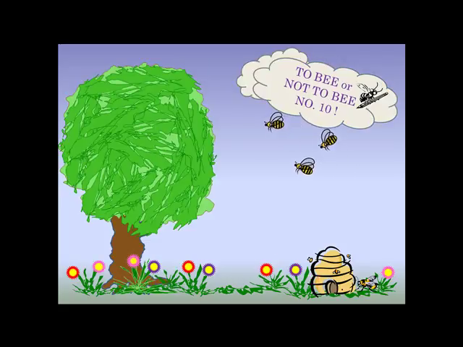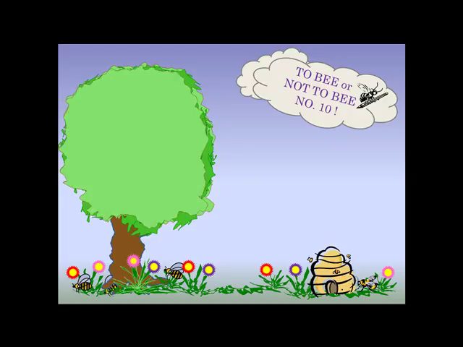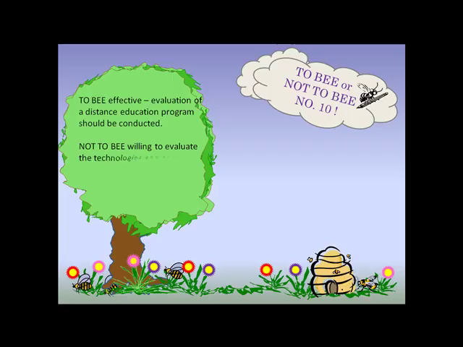To be or not to be. Number 10. To be effective, evaluation of a distance education program should be conducted. Not to be willing to evaluate the technologies and programs used prevents the program from being improved.